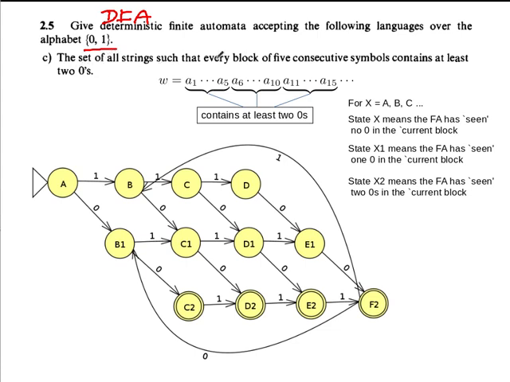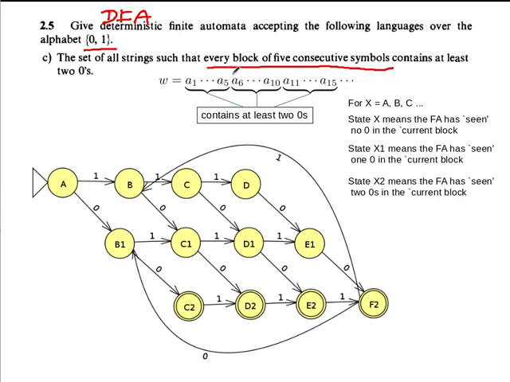the set of all strings such that every block of 5 consecutive symbols contains at least 2 zeros. So what is this block of 5 consecutive symbols? Suppose this is your input. Okay, so you just break it down into blocks of 5 symbols. So first 5 symbols, second 5 symbols, third 5 symbols, and so on. This may not be a multiple of 5, but whatever is here, you just make blocks of 5, 5, 5, 5, 5, and the last block may contain less than 5.